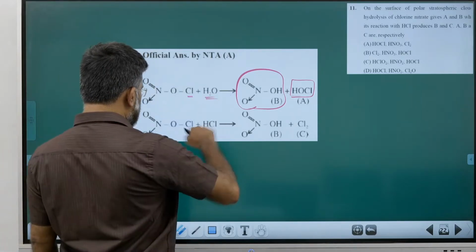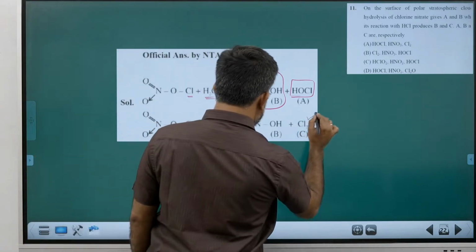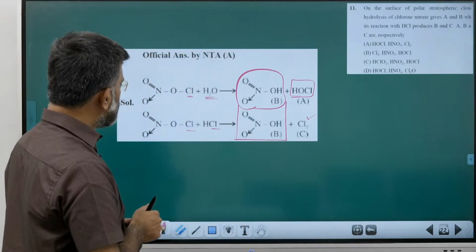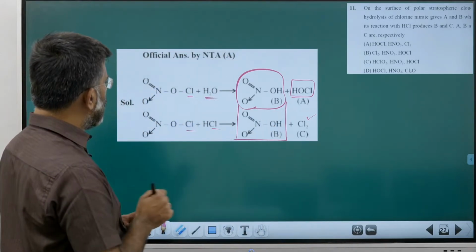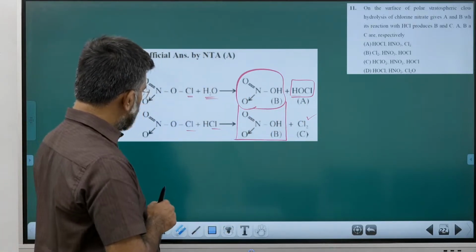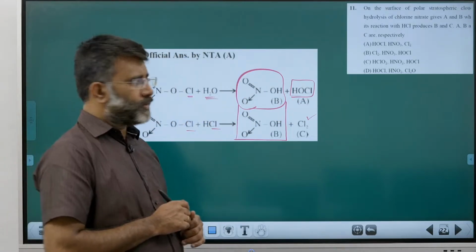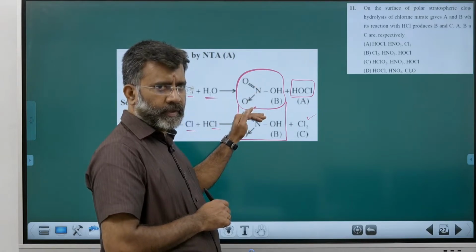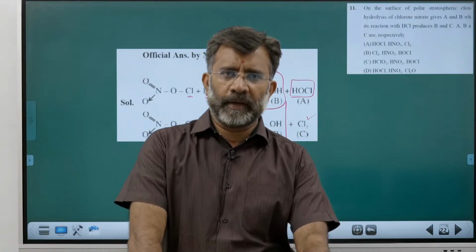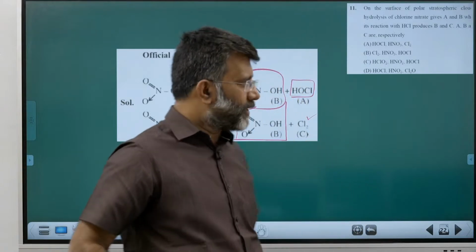Now, with HCl, what will happen? This chlorine and this chlorine come out as Cl2, and once again you are going to get the same compound B. So what is commented? Chlorine nitrate upon hydrolysis gives A and B. Chlorine nitrate with HCl gives B and C. So B is a common factor, nitric acid is obtained. It is regarding the chemical reactions explaining the ozone depletion and stratospheric pollution. Okay, next one.